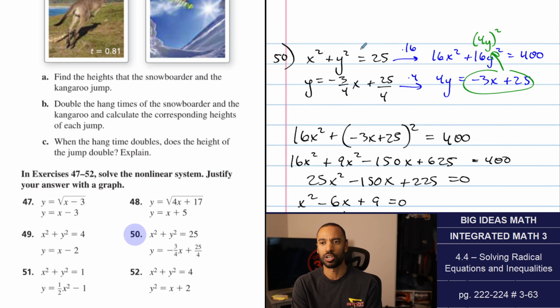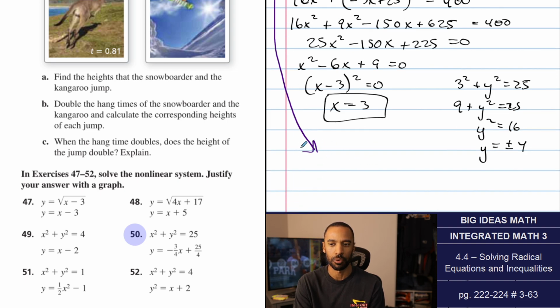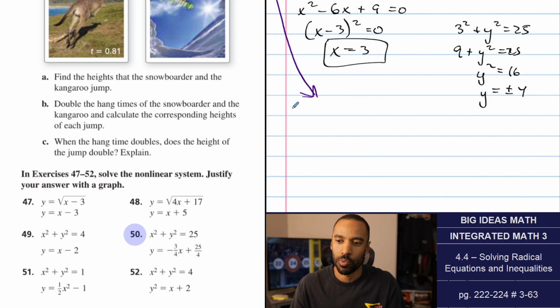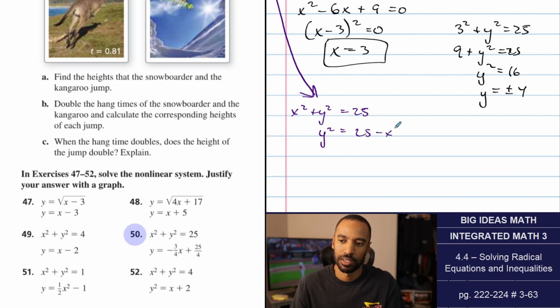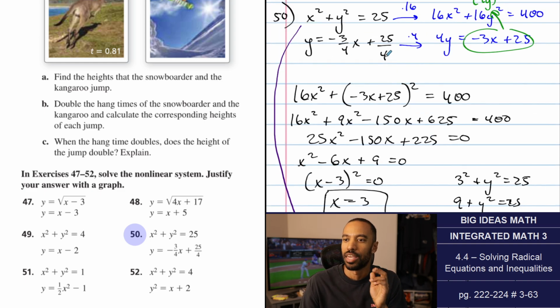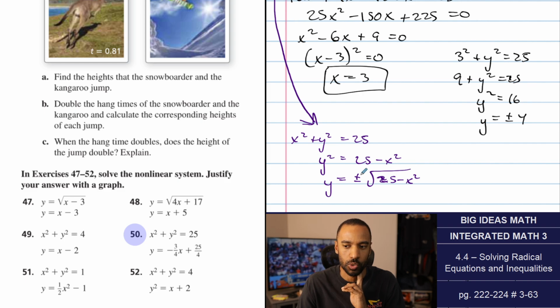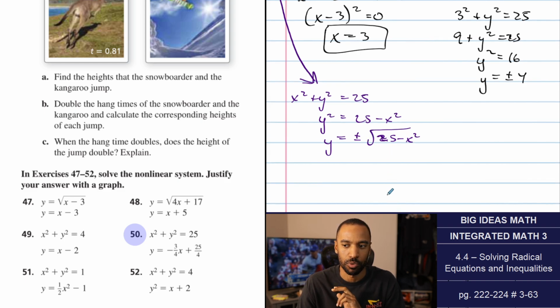This is where extraneous solutions could occur, maybe this is why they want you to test these. If we wanted to graph this, keep in mind, there would have been two different equations. X squared plus y squared equals 25. You get y by itself here. This is y equals plus or minus root 25 minus x squared. But this line does not intersect with negative root 25 minus x squared. It only intersects with positive root 25 minus x squared.